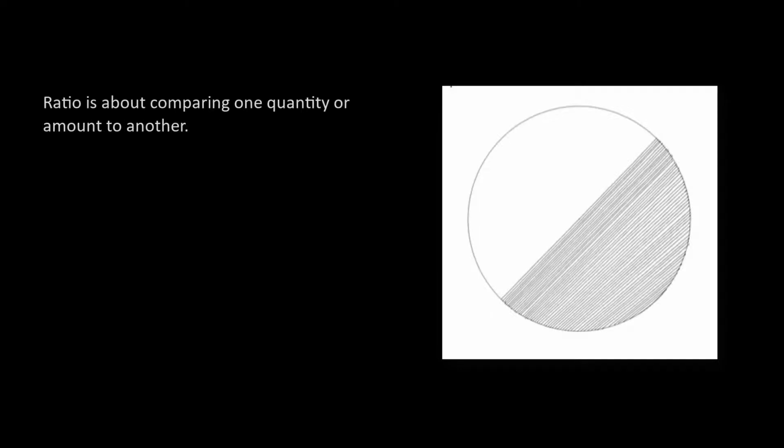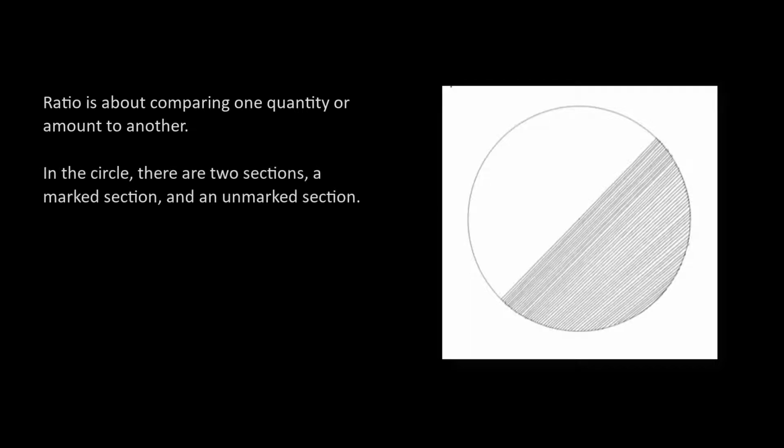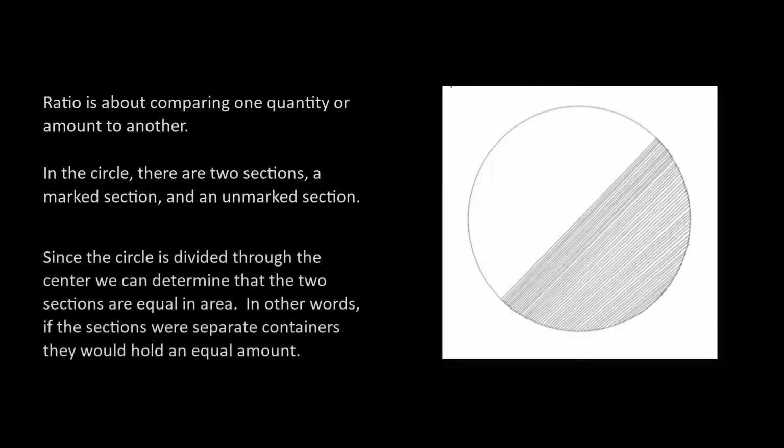Ratio is about comparing one quantity or amount to another. In the circle, there are two sections, a marked section and an unmarked section. Since the circle is divided through the center, we can determine that the two sections are equal in area. In other words, if the sections were separate containers, they would hold an equal amount.